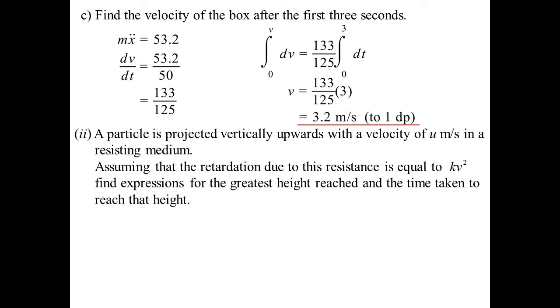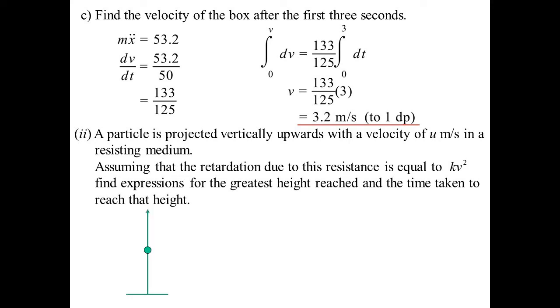Okay, another question. This time we're going to project something vertically upwards. Initial velocity is just u in a resisting medium, a fancy way of saying it's got resistance. Assuming that the retardation, now retardation is a force, due to this resistance is equal to kv squared. Find expressions for the greatest height reached and the time taken to reach that height.